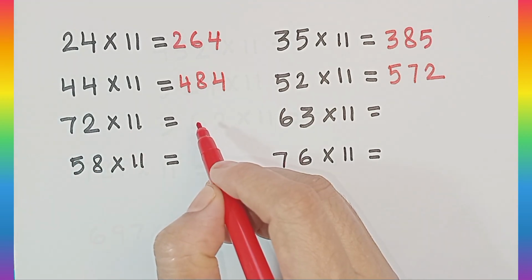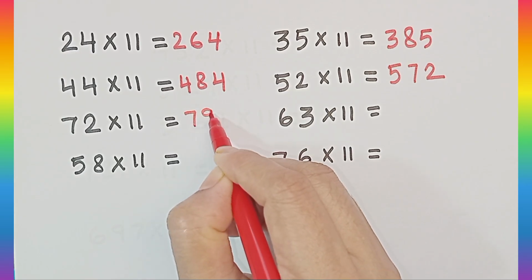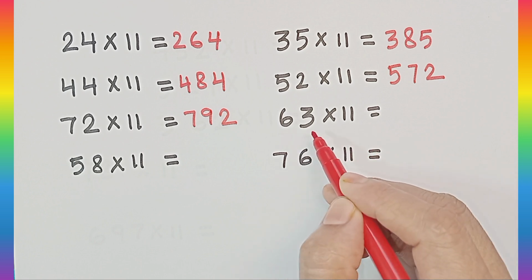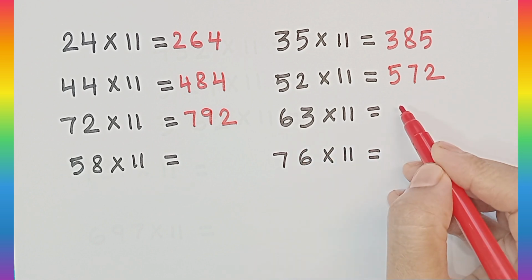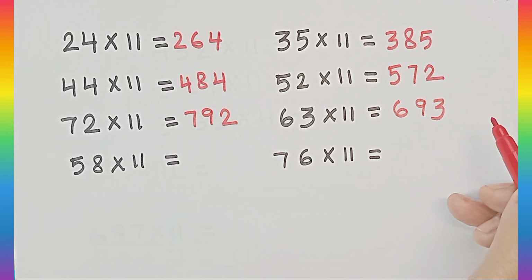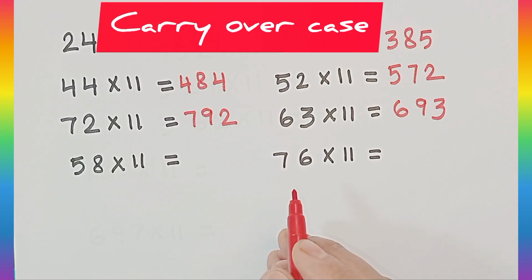72 into 11. Add 7 and 2, it will be 9. Place 9 between 7 and 2. Then the answer will be 792. 63 into 11. Add 6 and 3, it will be 9. Place 9 between 6 and 3. Then the answer will be 693. Easy, right? But what can you do when the middle number is more than 9?